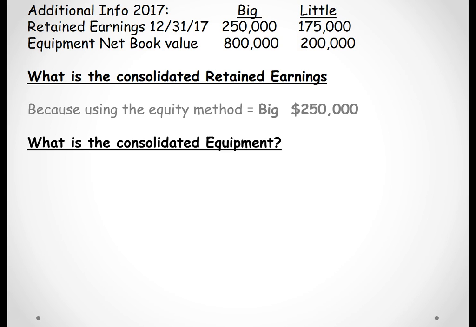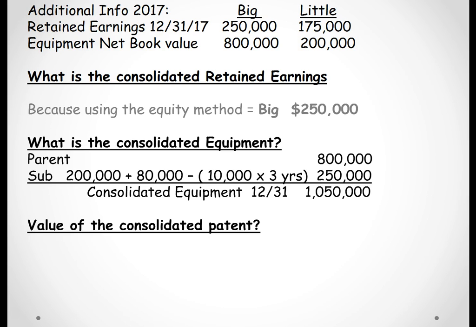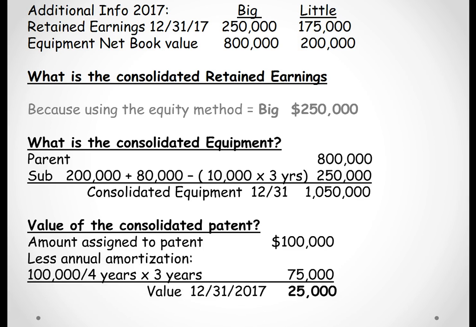What is the consolidated equipment? It would be the parent's plus the sub's adjusted by prior year amortization, gives us consolidated equipment of $1,050,000. Value of the patent, amount assigned to the patent, less 3 years amortization, gives us $25,000. And that ends the presentation for Part 1.